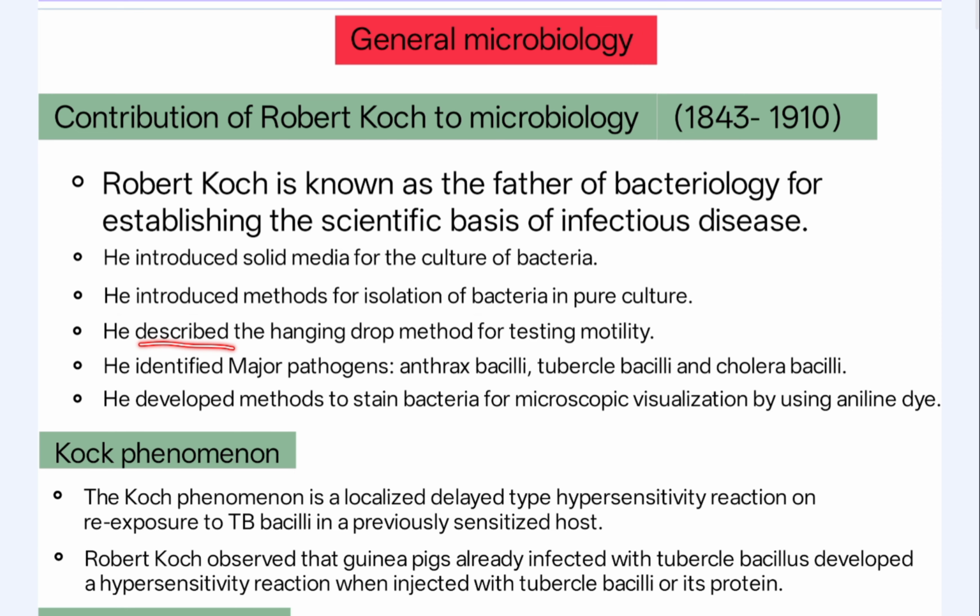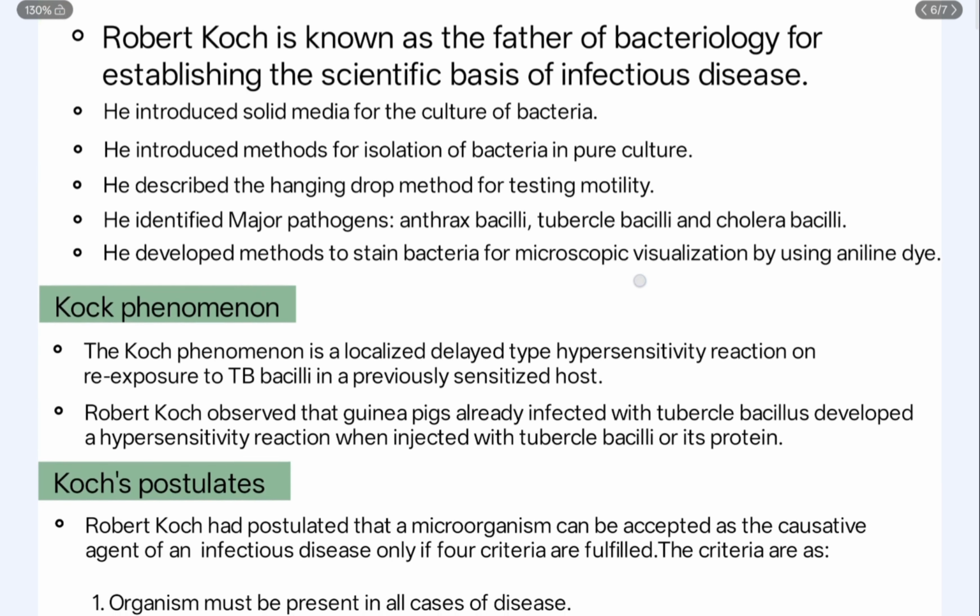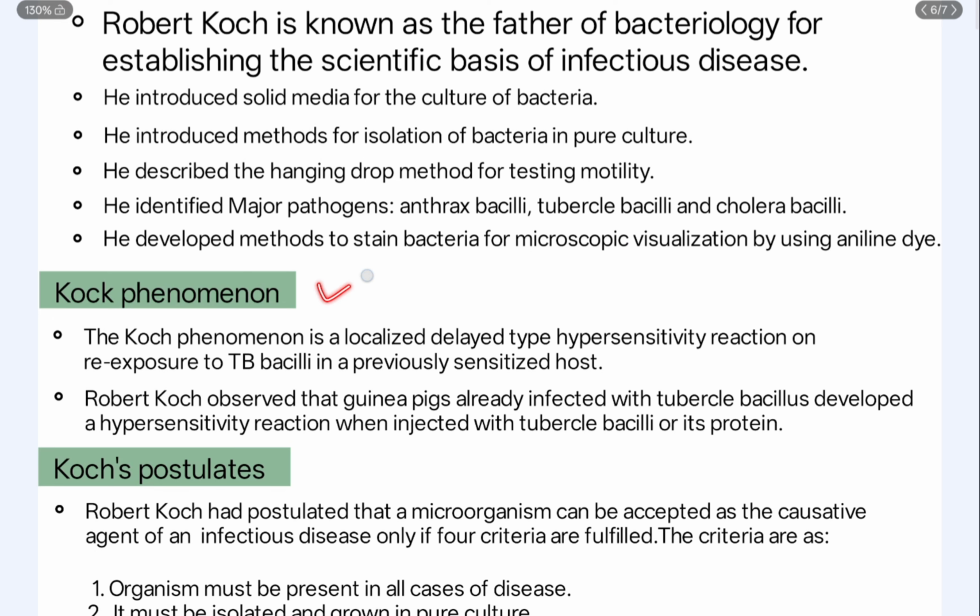And he described hanging drop method for testing motility of the organism. And he identified major pathogens like anthrax bacilli, tubercle bacilli and cholera bacilli. These three organisms he identified. And he developed a method to stain bacteria for microscopic visualization by using aniline dye. Then second important question is Koch phenomenon.